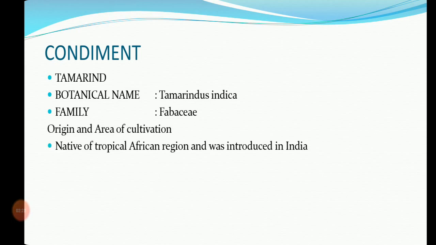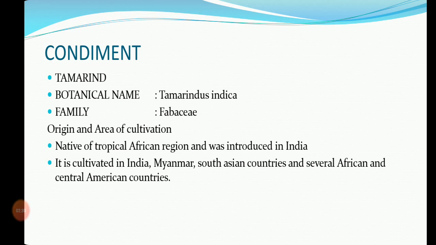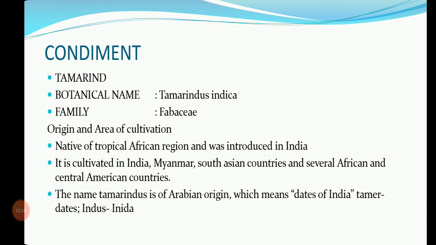Tamarindus indica is native to tropical Africa and was introduced in India. It is cultivated in India, Myanmar, South Asian countries and several African and Central American countries. The name Tamarindus is of Arabic origin, meaning dates of India: tamar means dates, and Indus means India.